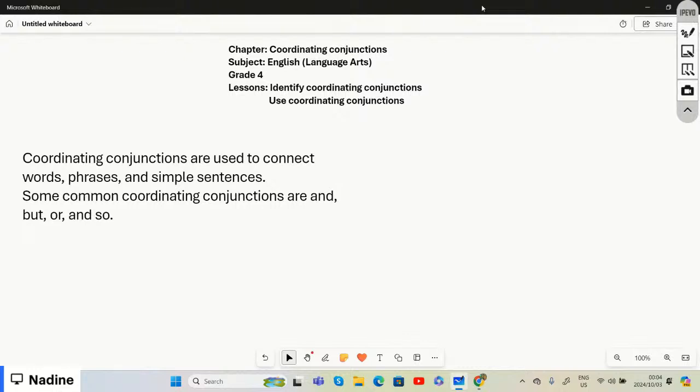All right. So our lessons that we are going to be focusing on today under the chapter of coordinating conjunctions is to identify coordinating conjunctions, and we're going to use coordinating conjunctions.